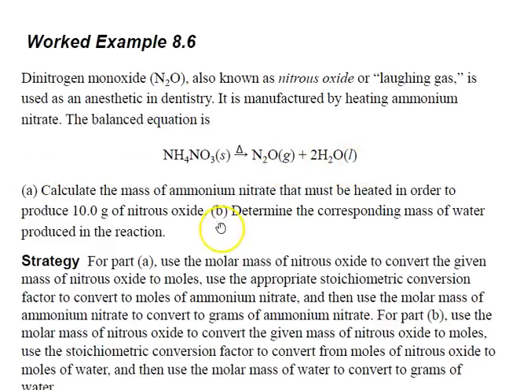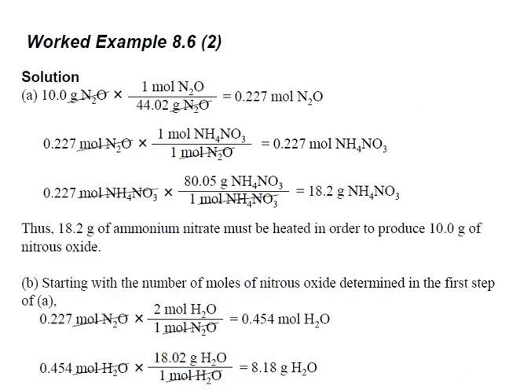We're asked 2 things, A and B. Part A, calculate the mass of ammonium nitrate that must be heated in order to produce 10 grams of nitrous oxide. And Part B, determine the corresponding mass of water produced in the reaction. So read through the strategy if you want. If you want to just keep following along, we'll continue.